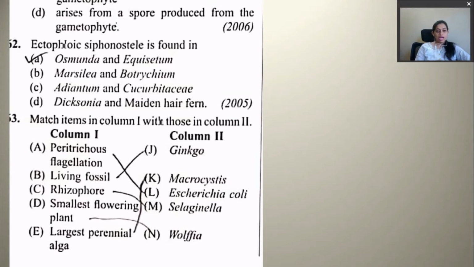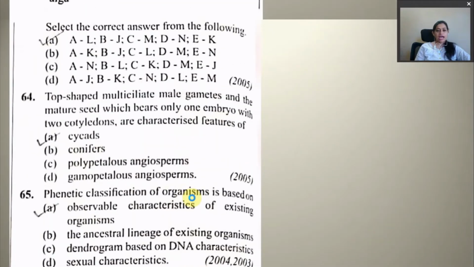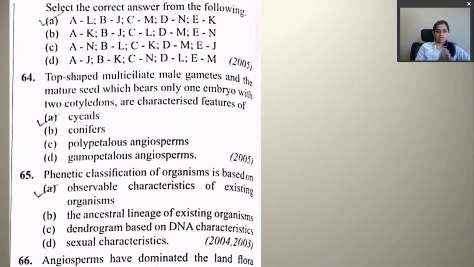Okay. Now, first one is peritrichous flagellation. It occurs in Escherichia coli. Living fossil is ginkgo. Rhizophore is associated with Selaginella. Smallest flowering plant is Wolffia, and the largest perennial alga is Macrocystis, right? So this is the correct match, and this option is here in option A. So the right option is A.